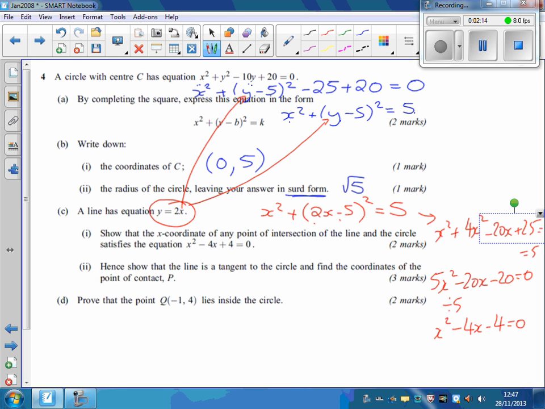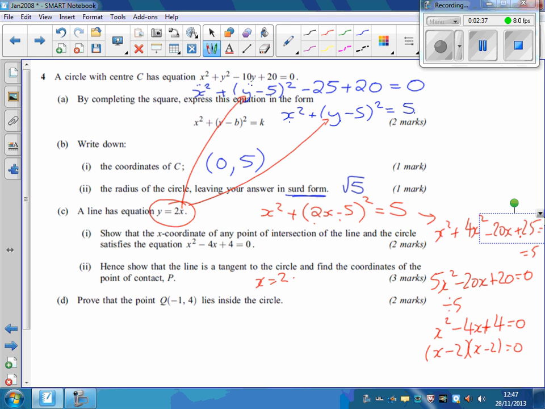Obviously it's a quadratic, so let's factorize that. x minus 2 times, well, that should be plus there, shouldn't it? It was plus 25, take away the 5. Sorry, it's just a slip there. There's a plus there. Factorizing it, x minus 2 times x minus 2 equals 0. And so the answer, where does it intersect, is when x equals 2.